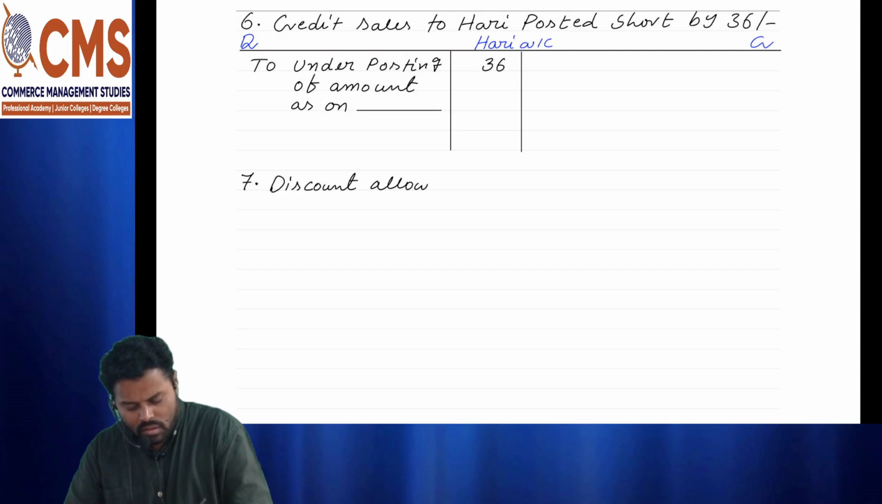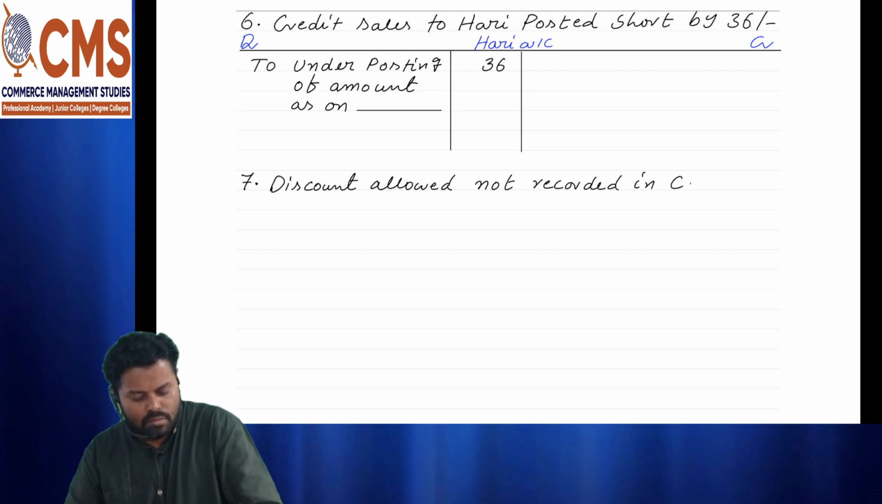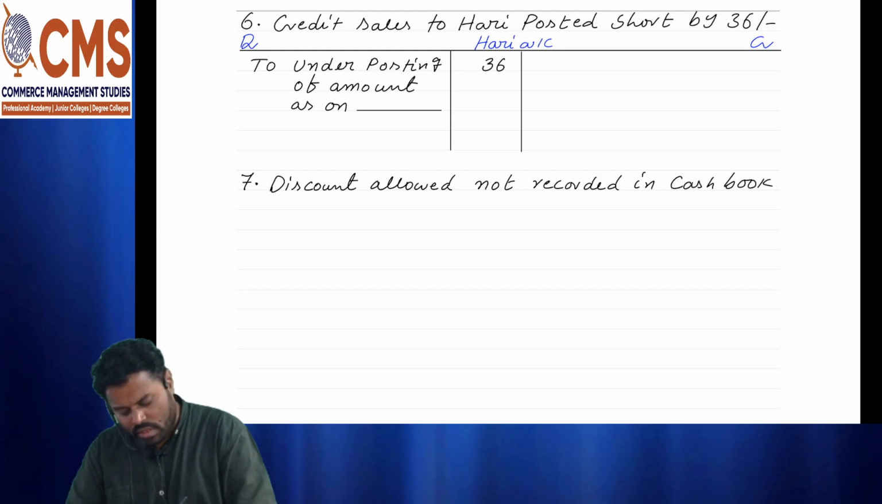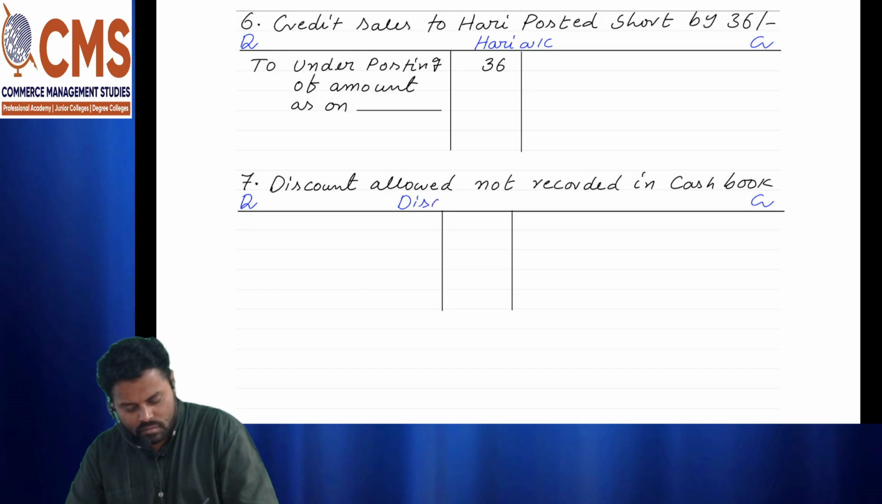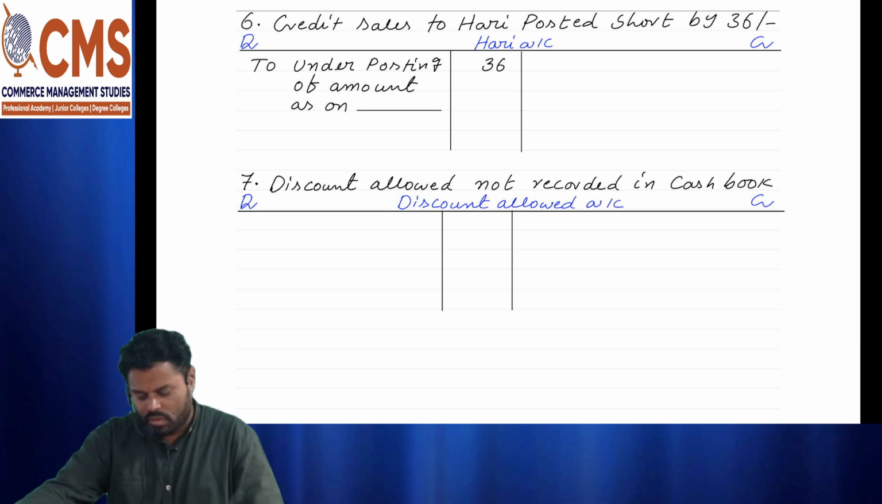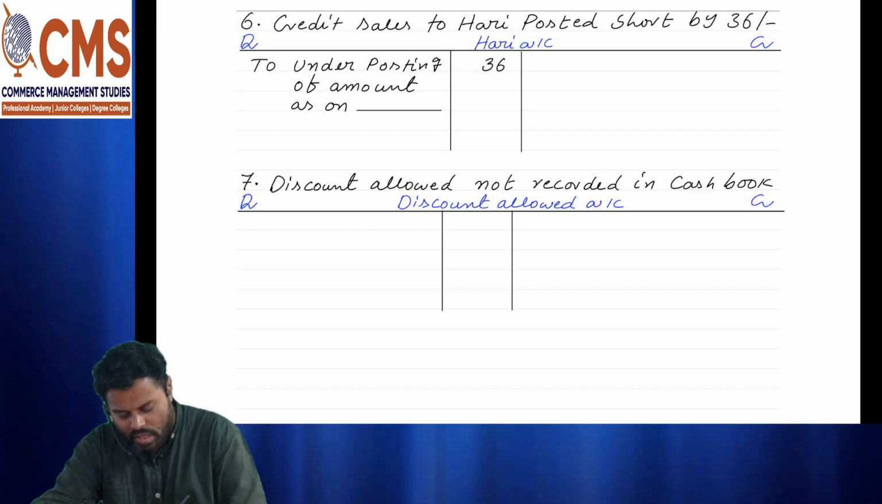Discount allowed, not recorded in cash book. Because of this, we know that the discount allowed account will be affected. So we have to adjust this in the discount allowed account. Okay. So on the debit, what is it that we are writing?